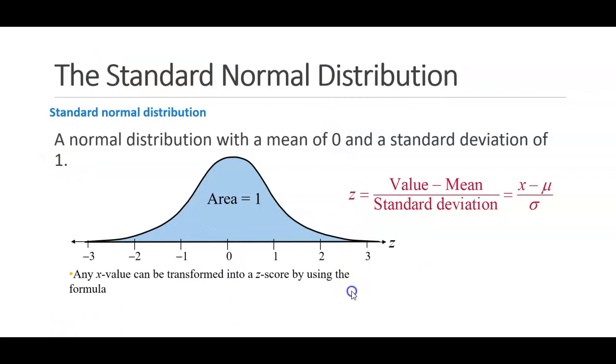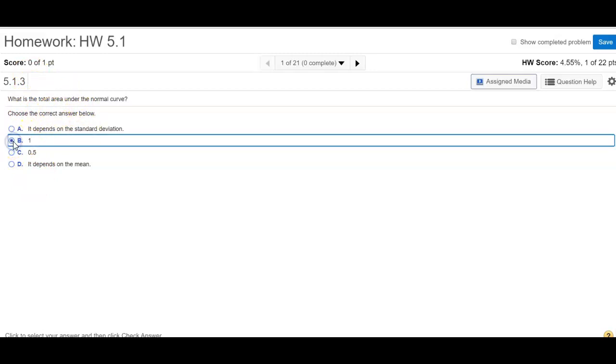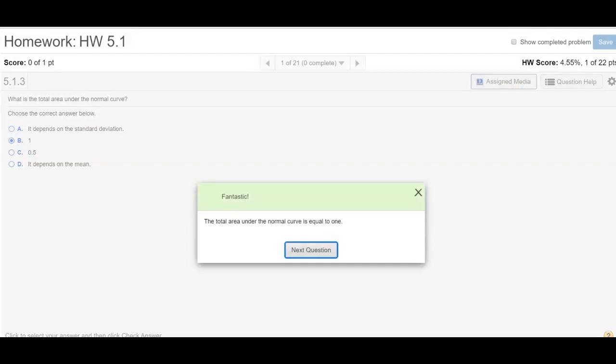Okay, so let me pause here for a second, open up your assignments. Let me go ahead and start with the first question. The total area under your normal curve should be 1 because 100% probability is 1. So the area under the normal curve is 1.